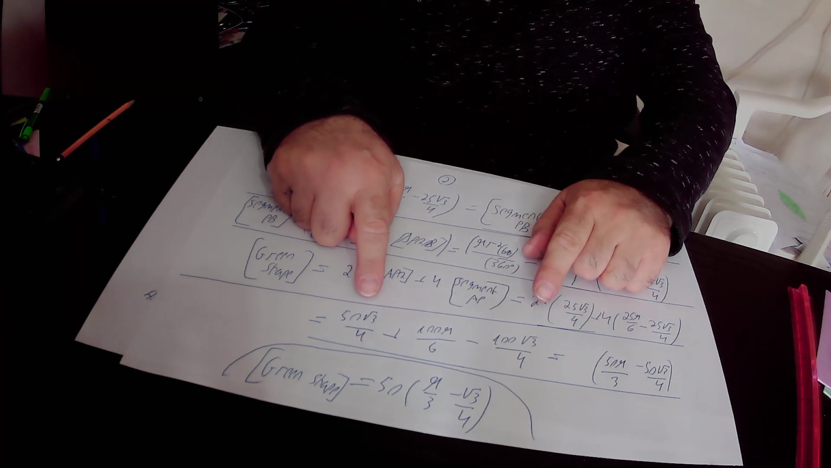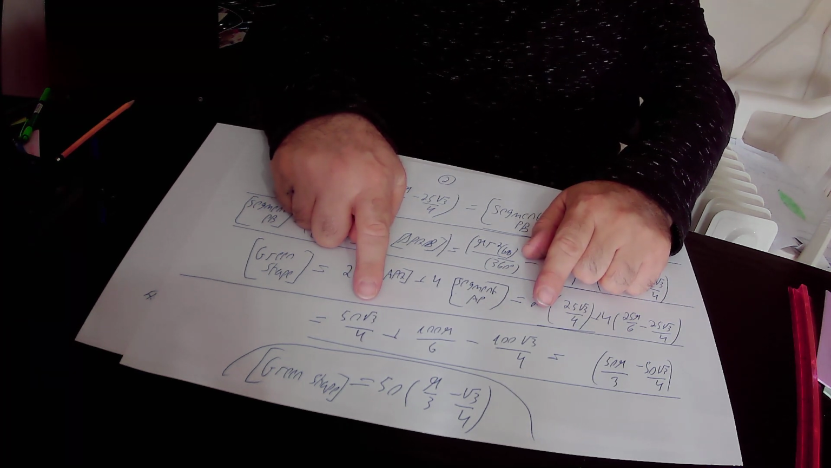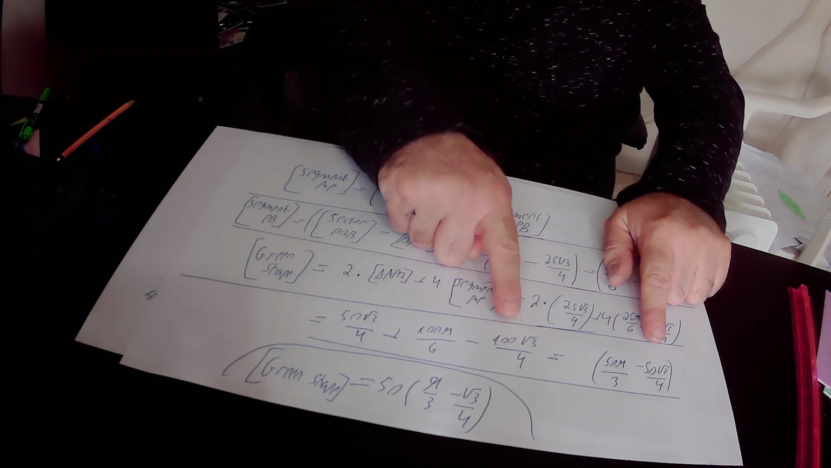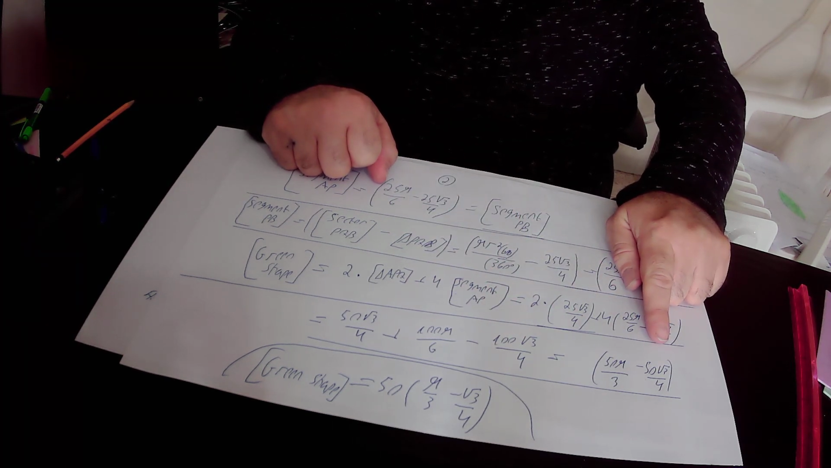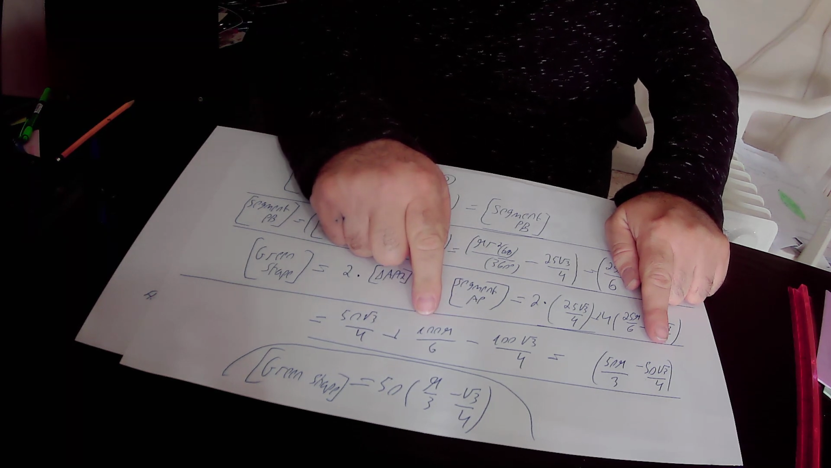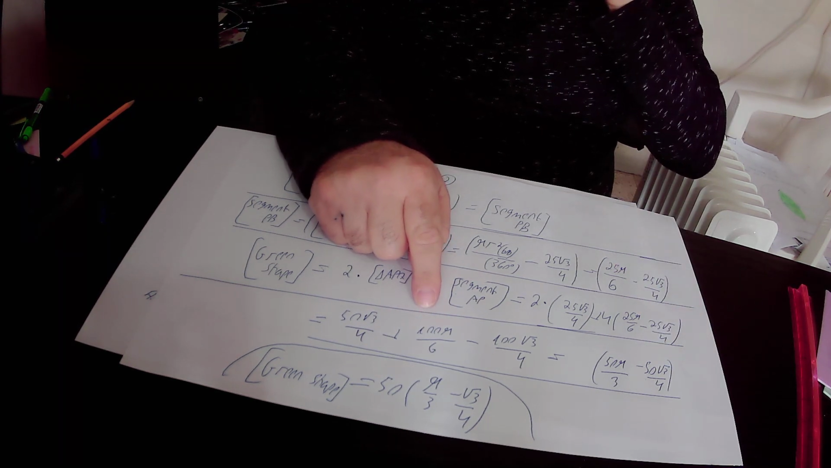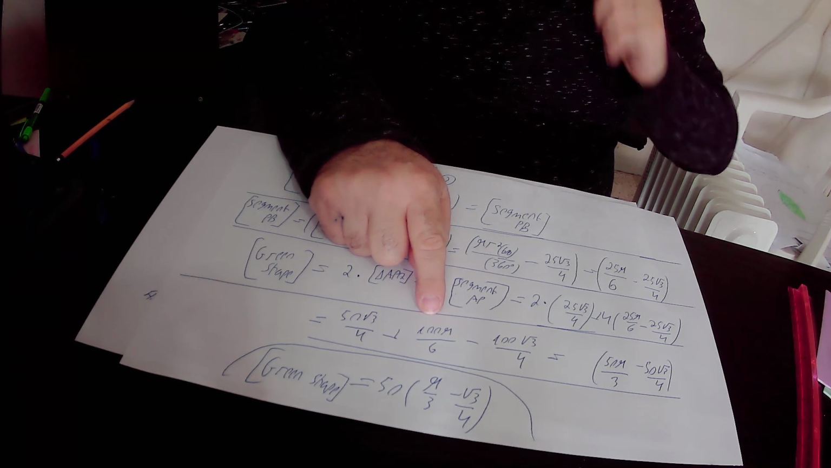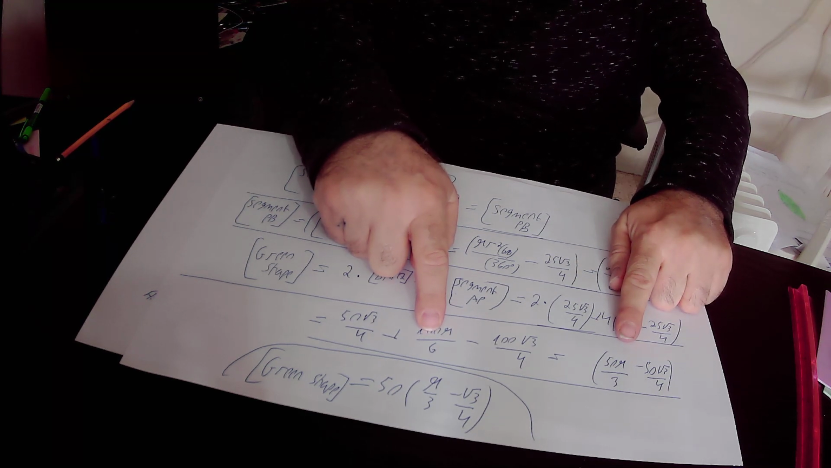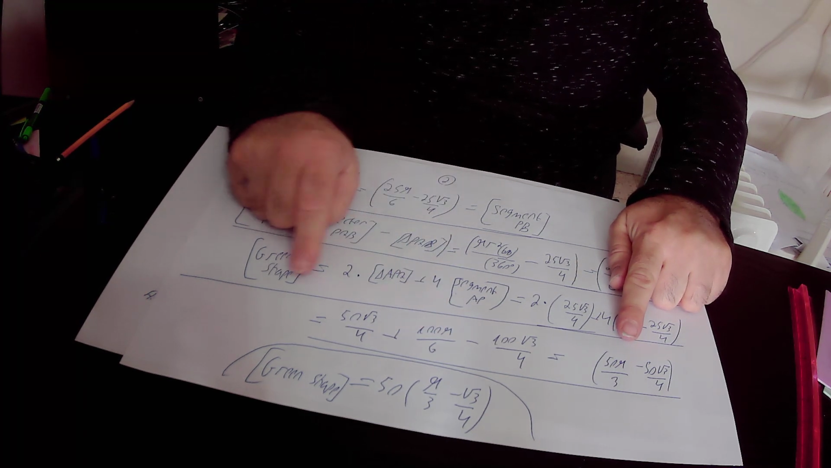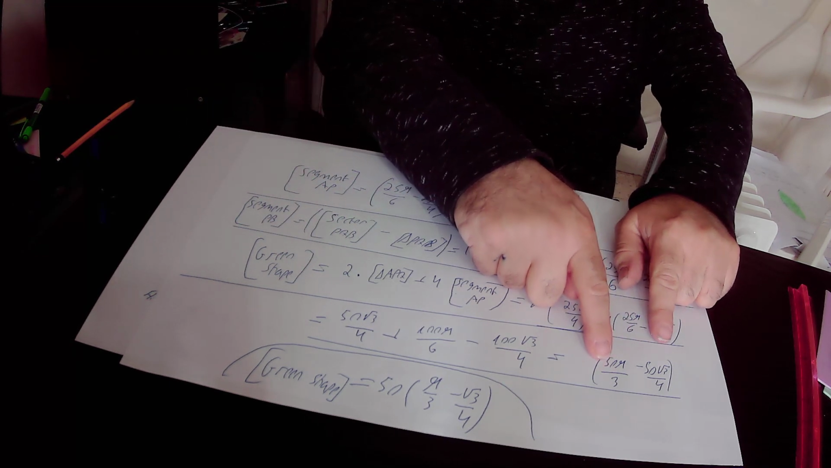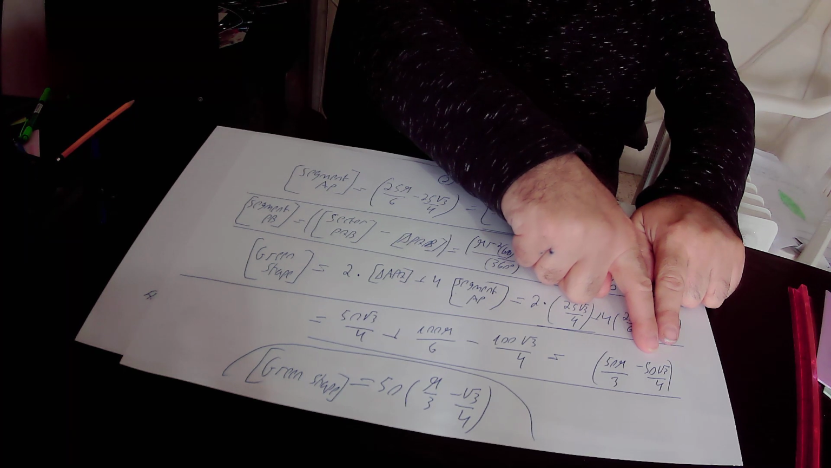50 times root of 3 over 4 minus 100 times root of 3 over 4 equals minus 50 times root of 3 over 4, and the other expression is 100 pi over 3. We divided both the numerator and the denominator by 2. 100 over 2 is 50, and 6 over 2 is 3. So in conclusion, the area of the green shape equals 50 pi over 3 minus 50 times square root of 3 over 4.